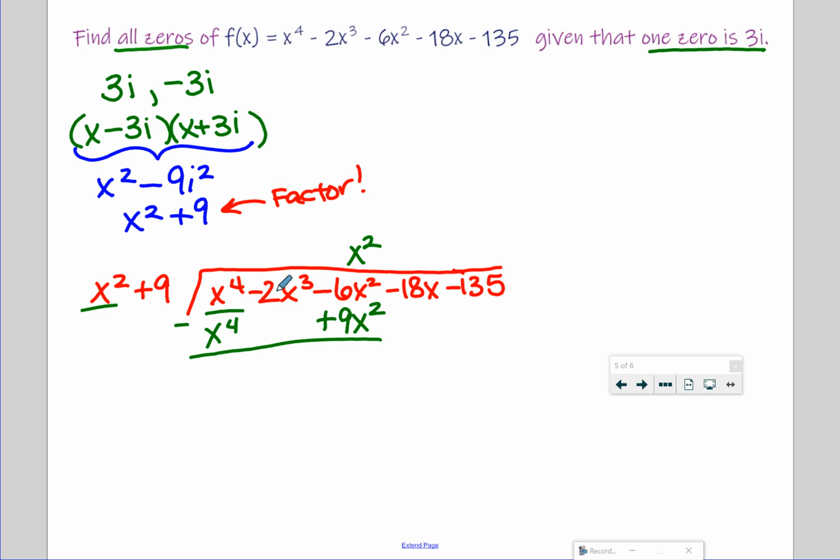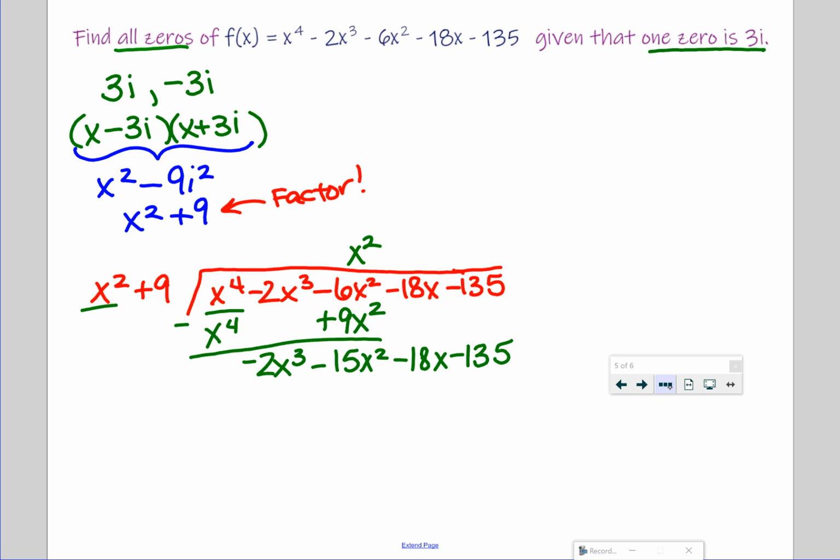First terms cancel. 2x to the 3rd, just bring it down, negative 2x to the 3rd. Now be careful here, negative 6 minus 9 is a negative 15x squared, and bring down your other terms. Now we're going to do it again.